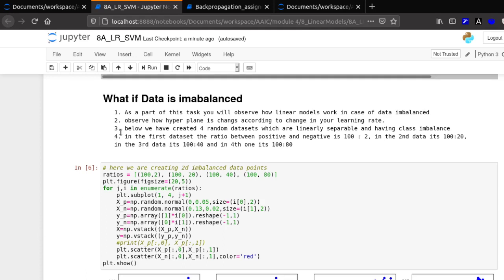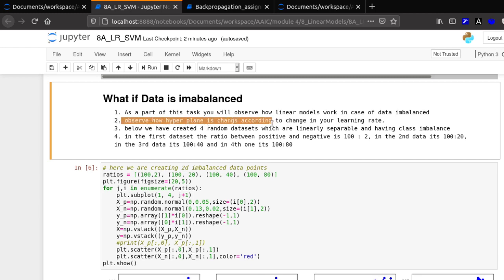Good evening friends. In this video we will talk about what happens if the data set is imbalanced. We usually face the problem of imbalanced data sets. We will discuss the impact of the data set on the model, and the impact of hyperparameters on data sets of different ratios. First we will observe how the hyperplane changes according to the change in the learning rate. That means if we change the hyperparameter, how will it impact the hyperplane of the linear SVM.